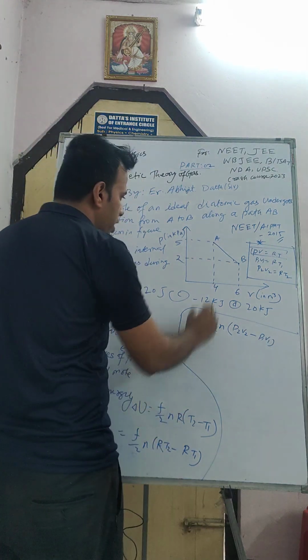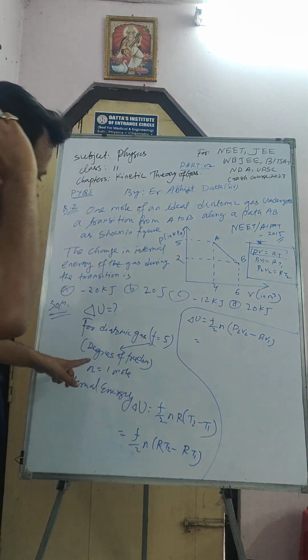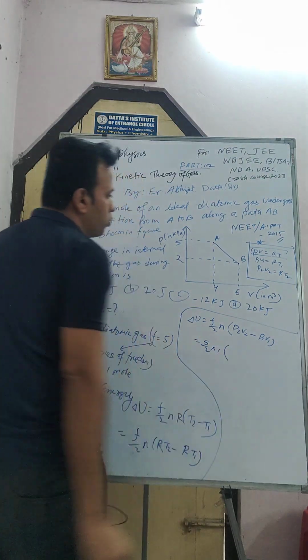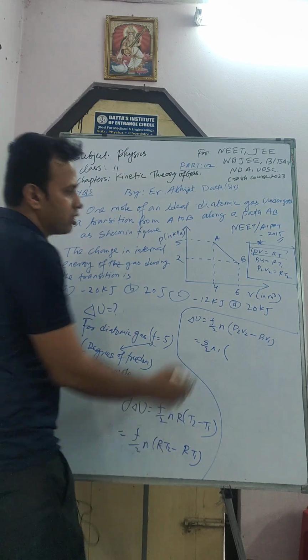Now F is what, sir? Look here. F is 5 for diatomic gas. Fine. n is 1. Then P2, P2 means final. This one is the final position.